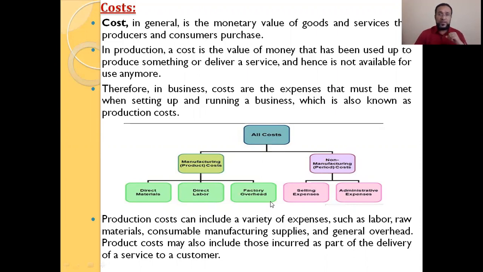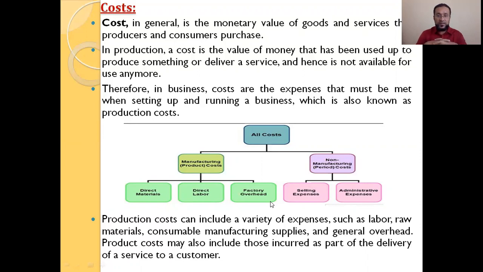All right. That means in production, a cost is the value of money that has been used up to produce something or deliver a service, and hence is not available for use anymore. Therefore, in business, costs are the expenses that must be met when setting up or running a business, which is also known as production cost. So business cost is simply the production cost itself. Here are some examples of cost: manufacturing cost and non-manufacturing cost. Manufacturing costs are direct materials, direct labor, and factory overheads, and non-manufacturing costs are selling expenses and other administrative expenses. So these all together are called the cost of the business or production cost.